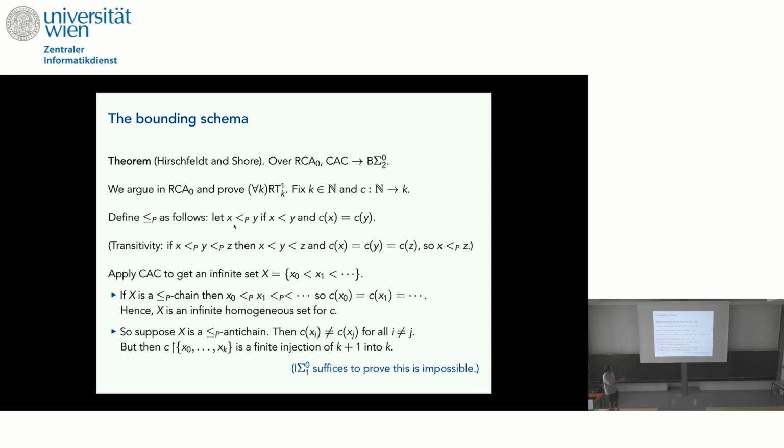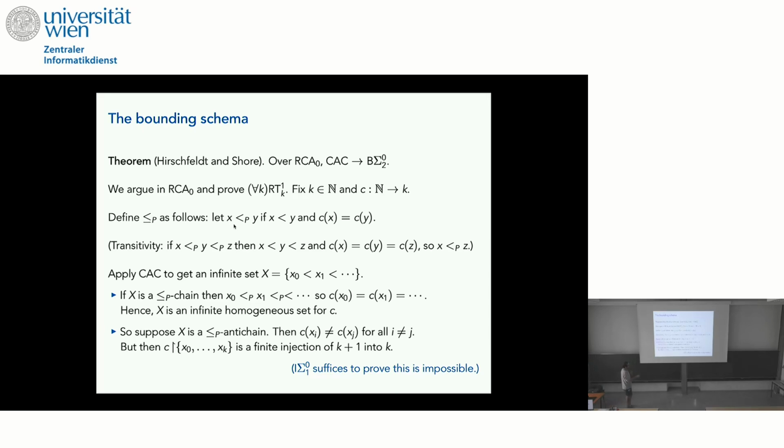And we get some infinite set, which is a chain or an antichain. Let's suppose it's a chain. Then what do we have? We have that x0 <_P x1 <_P and so on. That means they all have the same color. That's an infinite homogeneous set, which is what RT1 wants. Suppose it's an antichain. It might be an antichain. Well, it actually can't be.